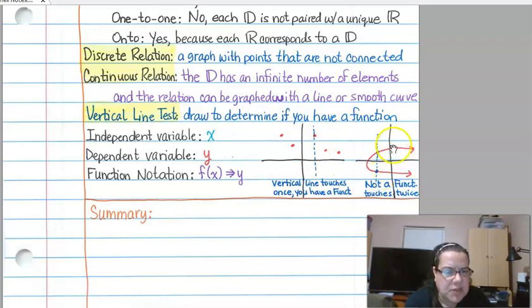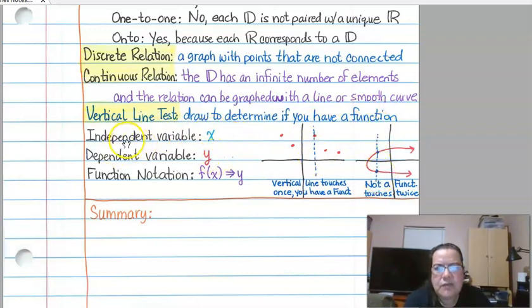But notice for this picture, a parabola that is on its side, if I draw a line, look how many times it touches the graph. It touches once, and it touches twice. So that is not a function, because it touches twice. So you do a vertical line test to see if you have a function. Touch once, you've got one. Touch twice, not a function.